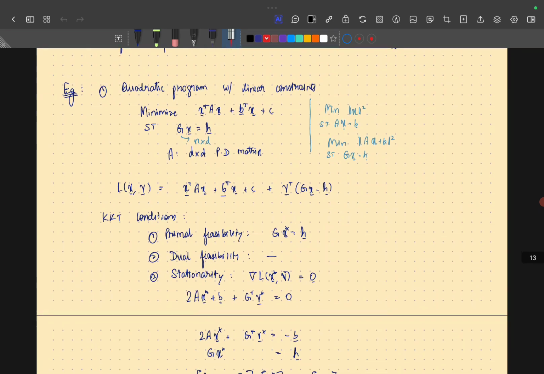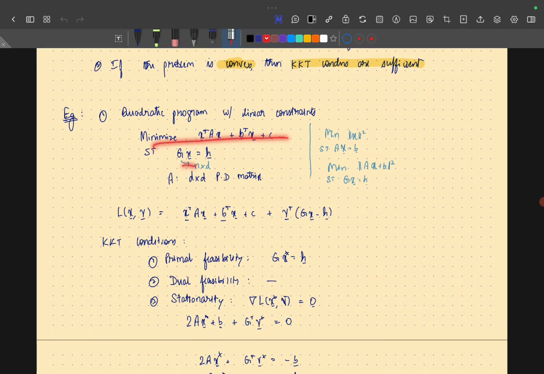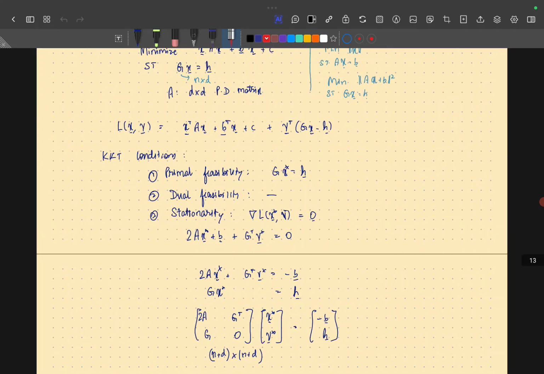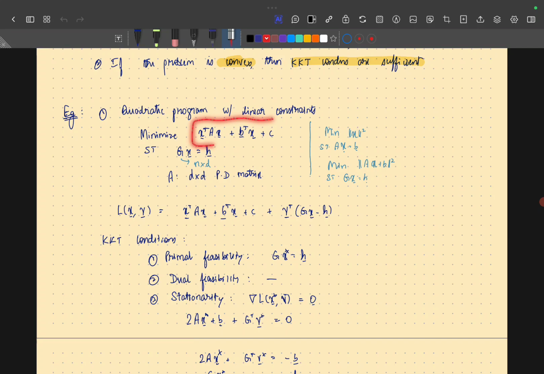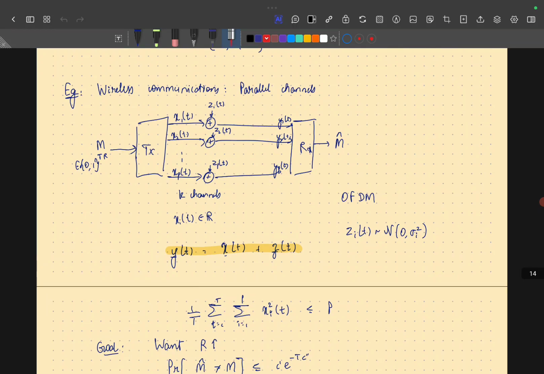All right? So we saw a couple of examples. One was this general quadratic problem with linear constraints, and we saw that this can be solved by solving just a system of linear equations. So even though the objective function is quadratic and the constraints are linear, the ultimate solution can be obtained by solving some system of linear equations.